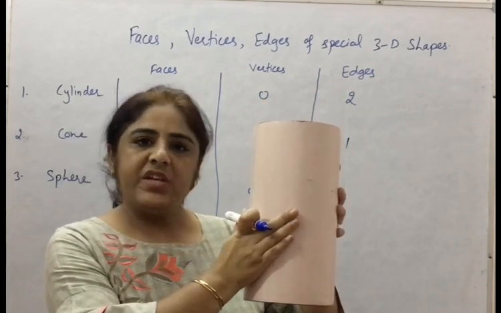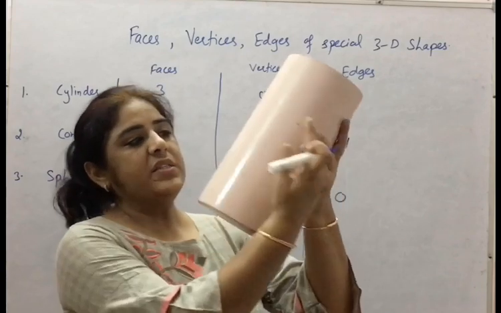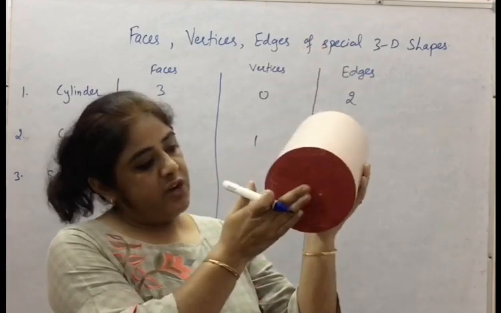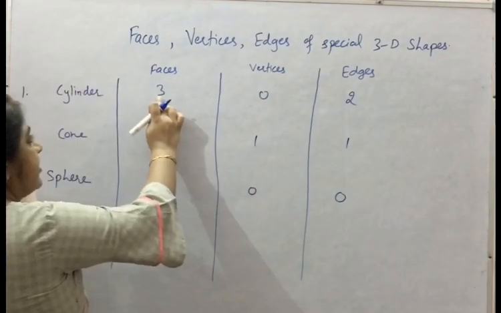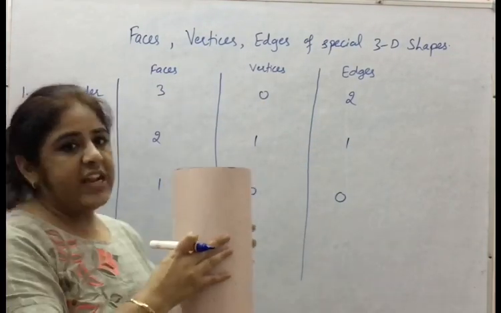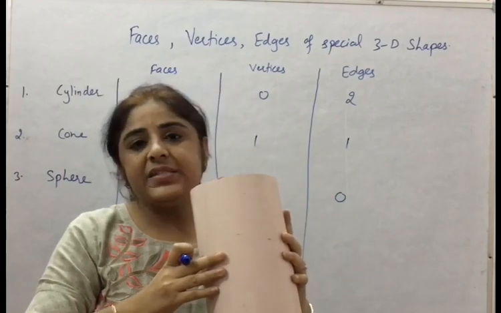So how many faces does it have? One is this curved face, one is this, and one is this. So how many faces does it have? 3. Now edges. What is an edge?